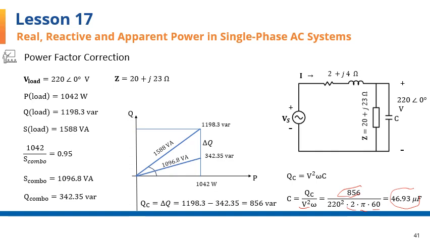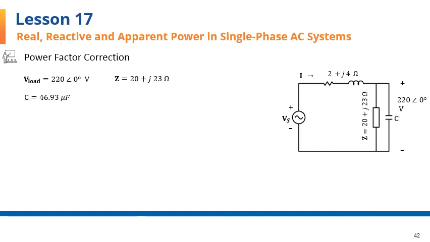Now, having the capacitor value and the load value, we can find the current through this new circuit. Once again, assuming that the source voltage is adjusted so that the load voltage is at 220 volts. First, let's find the current by first finding the two admittances, adding them together, and then multiplying the combined admittance times the voltage to get the current.